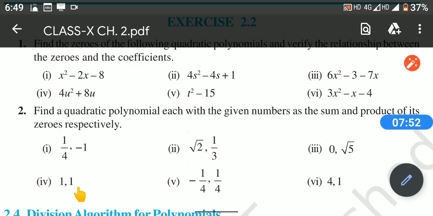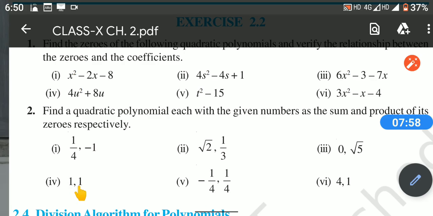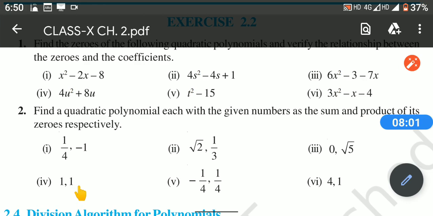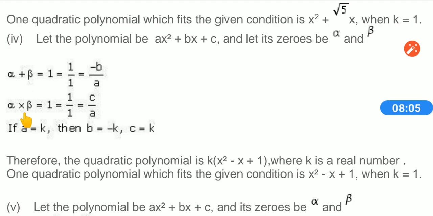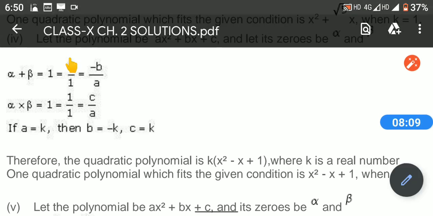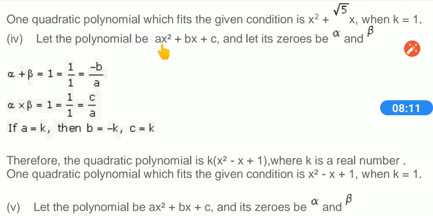Okay, what is another question, children? 1 comma 1. This one means sum of zeros. Okay, children, this one means product of zeros. Okay, let's move to the solution. Okay, children, this is the answer for the fourth question. So as usual, you have to let the polynomial be ax square plus bx plus c. You have to let the zeros be alpha and beta. Okay, in this question what is given? Sum of zeros is 1. Product of zeros is 1.